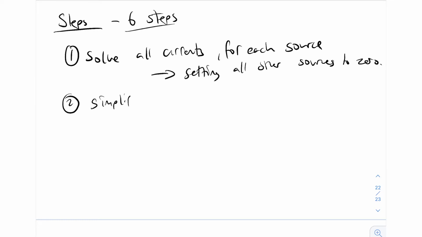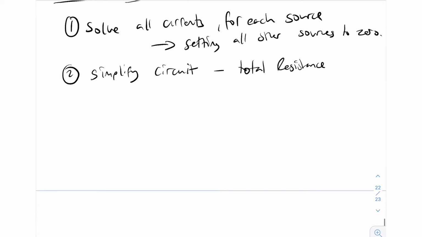All right, so number 2, you're going to simplify the circuit, and you're doing that to get the total resistance. So you simplify the circuit to get total resistance. You're just going to use basically V equals IR, and you're going to use the parallel and series resistance equations to work out what the total resistance is.